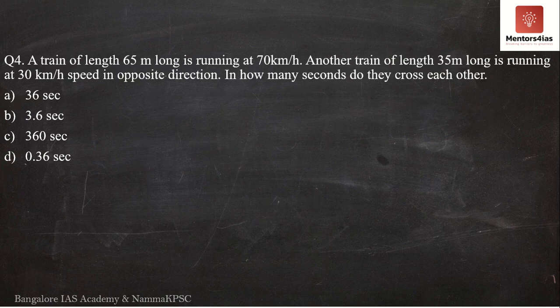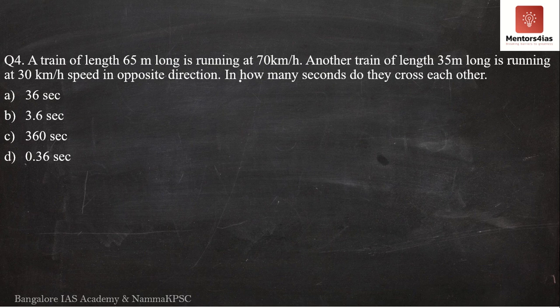Question number 4. Now, question number 4 says a train of length 65 meters is running at 70 kilometers per hour. Another train of length 35 meters is running at 30 kilometers per hour speed, but in the opposite direction. In how many seconds do they cross each other?